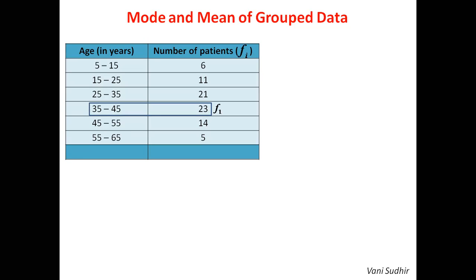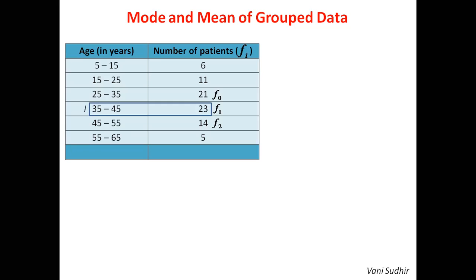Now we can find the lower boundary. Here the lower boundary is 35. Size of the class interval, upper boundary minus lower boundary, is 10. Frequency of the modal class, F1, is 23. Next, the frequency of the class preceding the modal class, F0, is 21 here. Next, the frequency of the class succeeding the modal class, F2, is 14. Succeeding means the next number. This F0, F1, F2 will be in a series.